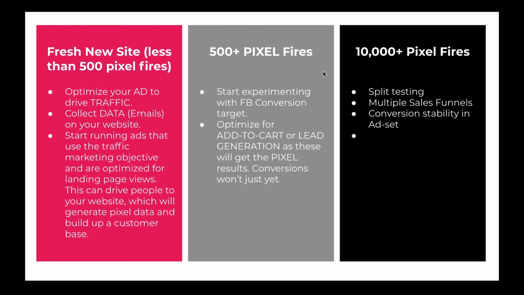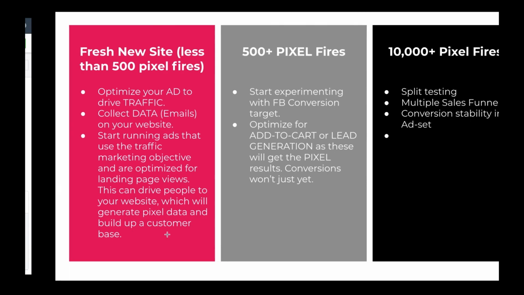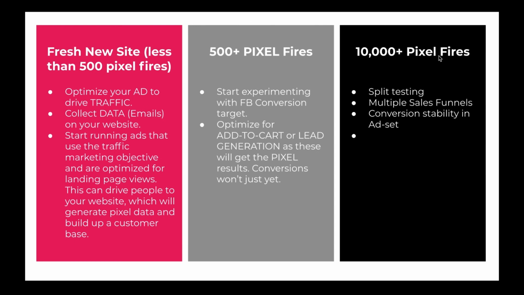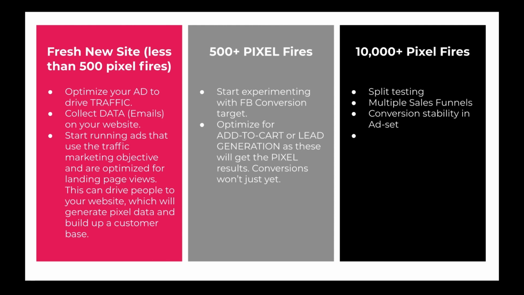And finally, when you hit 10,000 plus pixel fires, so right now we only have 6.4 thousand, we don't have 10,000. But when you hit 10,000 plus pixel fires, that's when we can get into really advanced things like split testing. We can test multiple sales funnels. We can talk about conversion stability in ad sets and a lot more things when it comes to 10,000 pixel fires. Why? Because we have a lot of data to play around with.